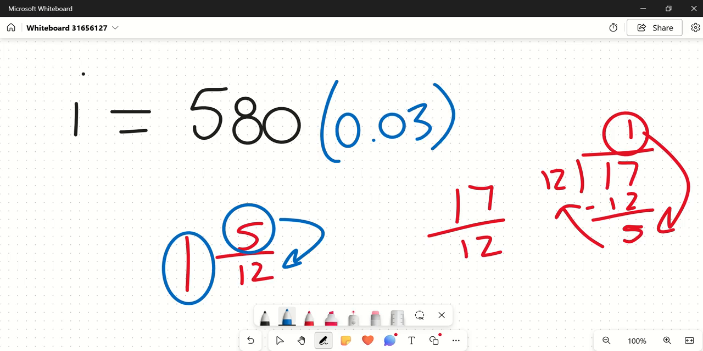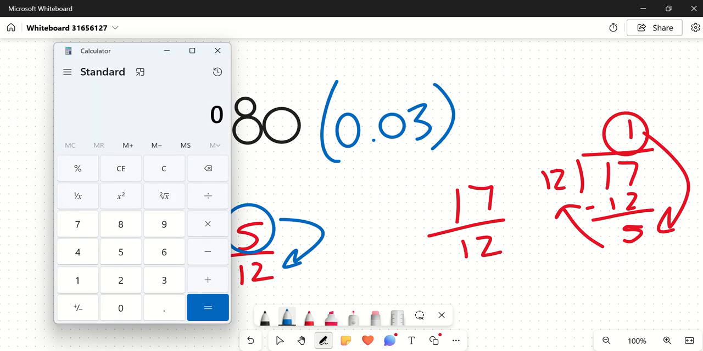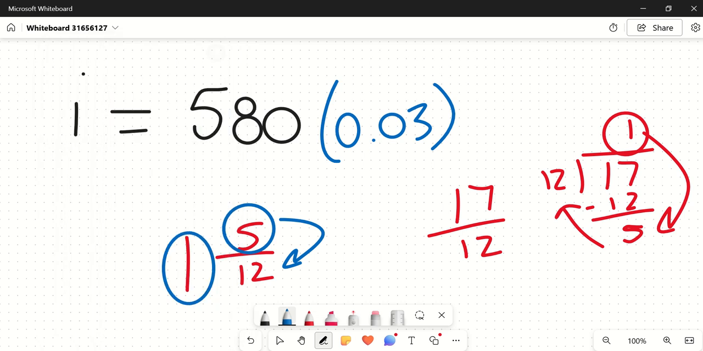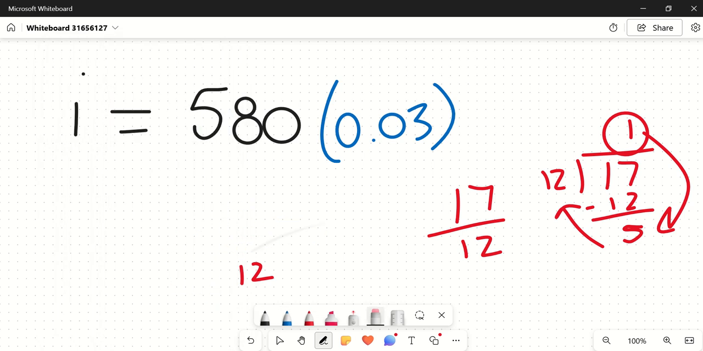But if I were to do the 5/12 in my calculator as a decimal, I'm going to get this monster. And I don't want to round it, and I don't want to have to copy and paste this in. So this is what I would do. I'm going to show you guys what I would do here.